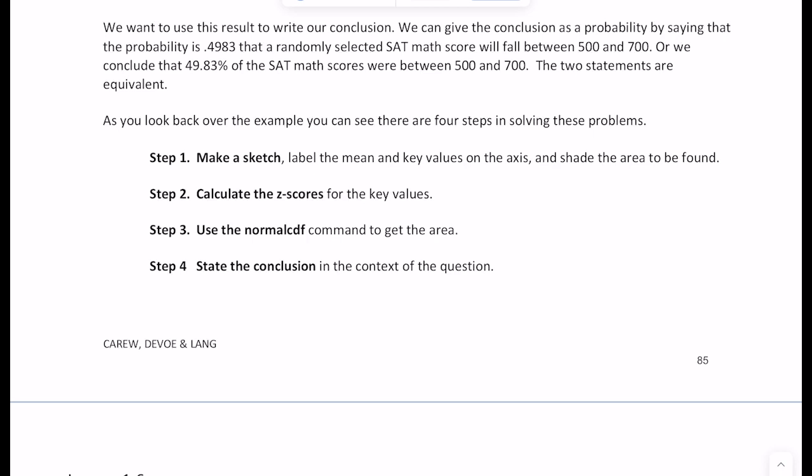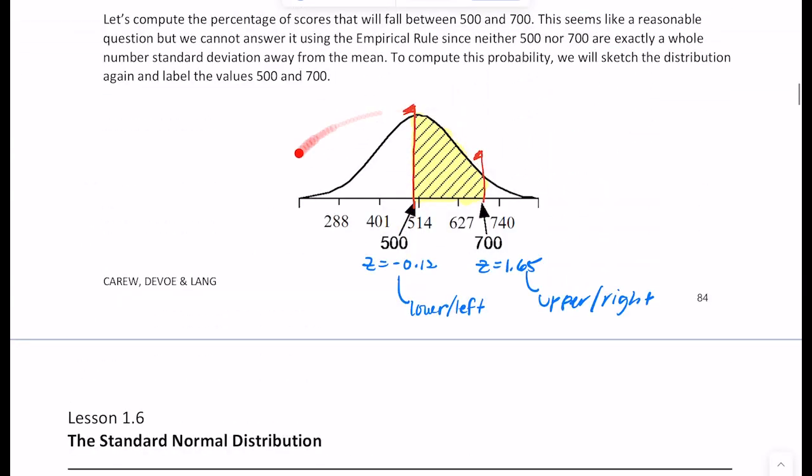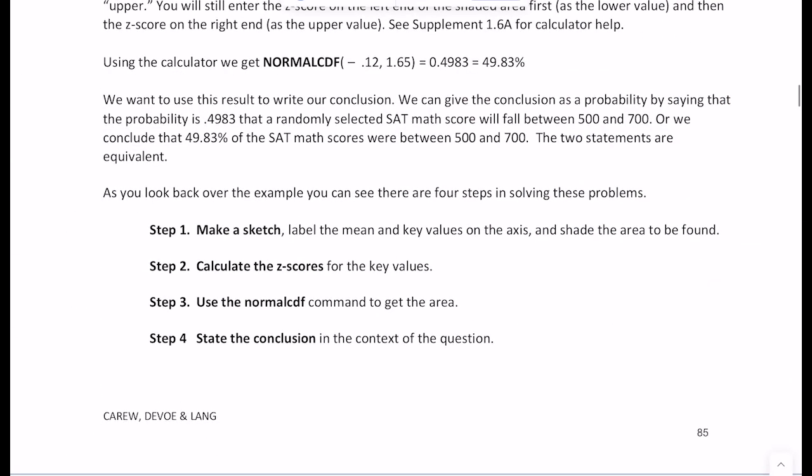So when we are doing these problems, we want to make sure that we always make a sketch, so draw a picture of your normal model and label everything. Then we want to calculate the z-scores, and also place those on the graph, as I did. And then you want to use normal CDF on your calculator to get the area. So remember, the way we do that is we hit second vars and then number 2. And then we want to state the conclusion in the context of the question.